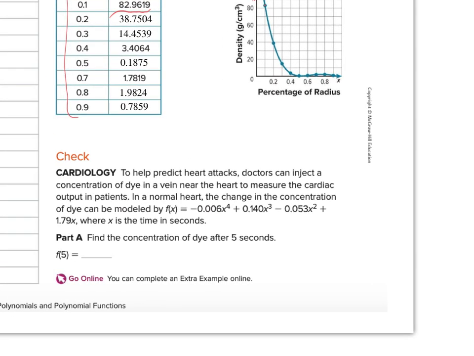Now here in this check, I would encourage you to do this check on your own, but you want to look at that function notation. To help predict heart attacks, doctors can inject a concentration of dye in a vein near the heart to measure the cardiac output of patients. In a normal heart, the change in the concentration of dye can be modeled with this function, where x is the time in seconds. Find the concentration of dye after 5 seconds. So they want to replace x with 5. Wherever there is an x, you put 5 in.